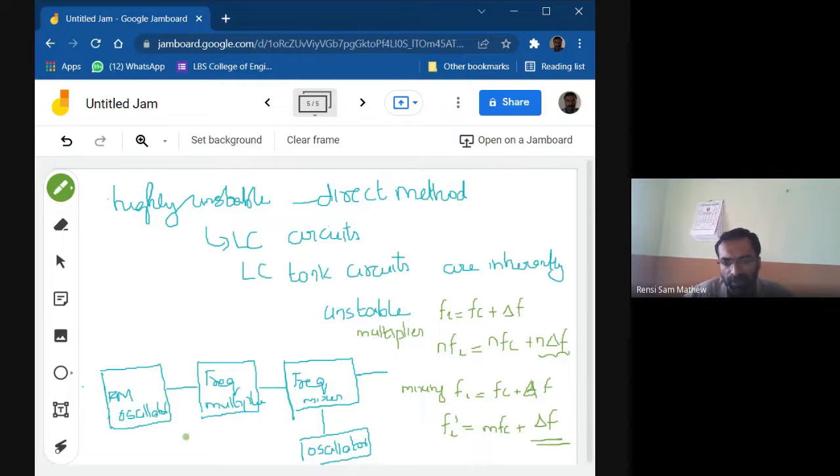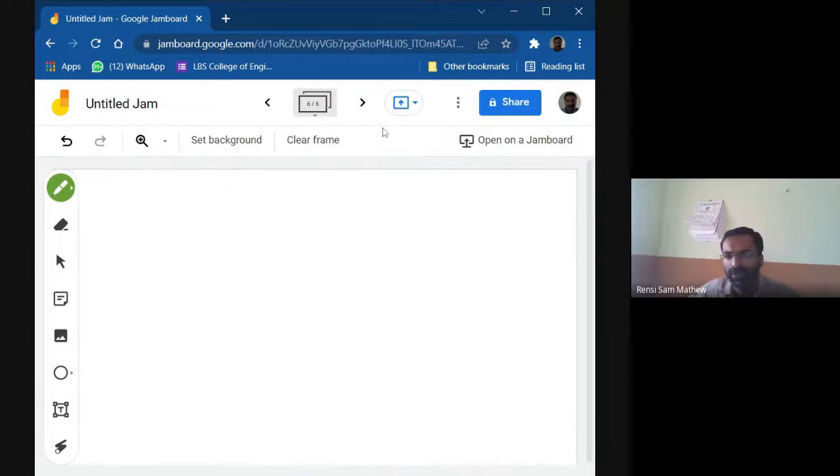But normally we are using FM oscillators, that is what we discussed, something like varactor diodes. But now we are generating at a lower frequency and then multiplying the frequency n times. So the carrier frequency will be multiplied and the frequency deviation also will be multiplied. We are doing that because it is difficult to directly generate a large frequency deviation; it is highly unstable. So we are going for the next technique, that is the indirect methods of FM generation.